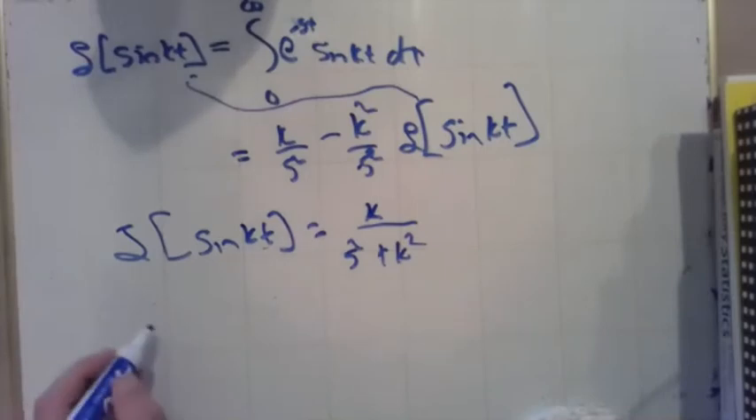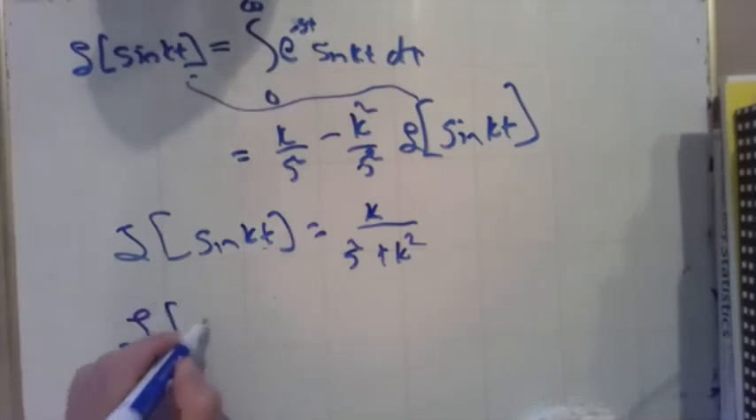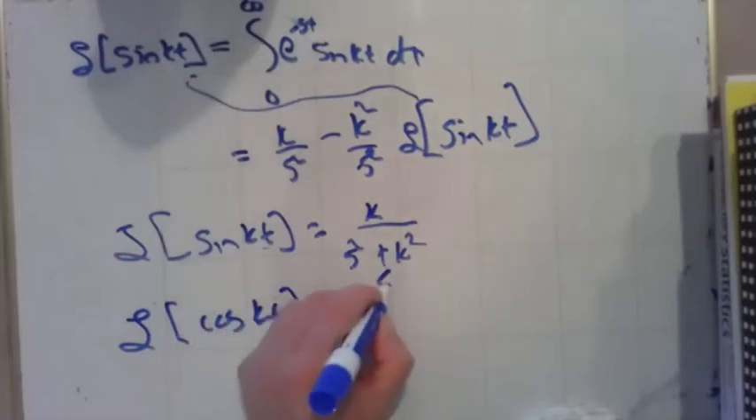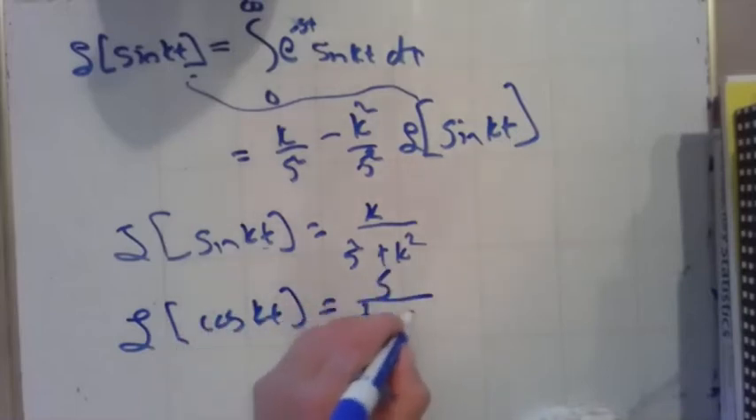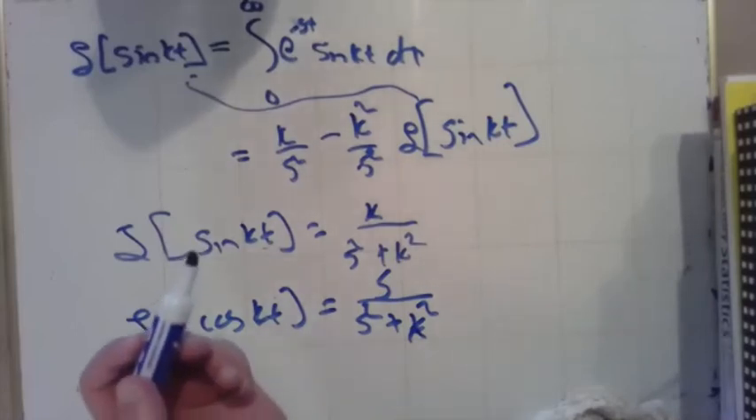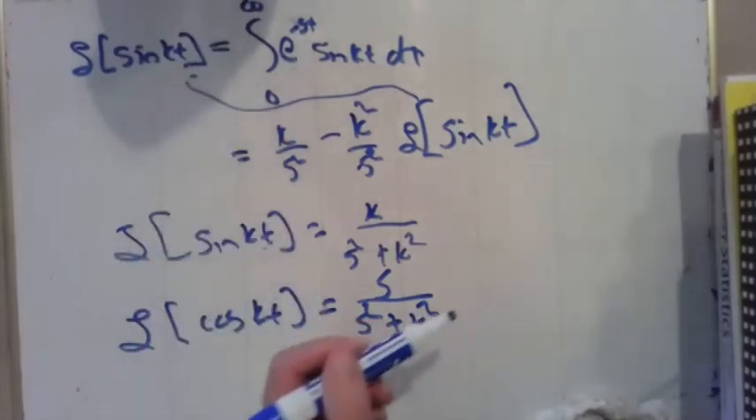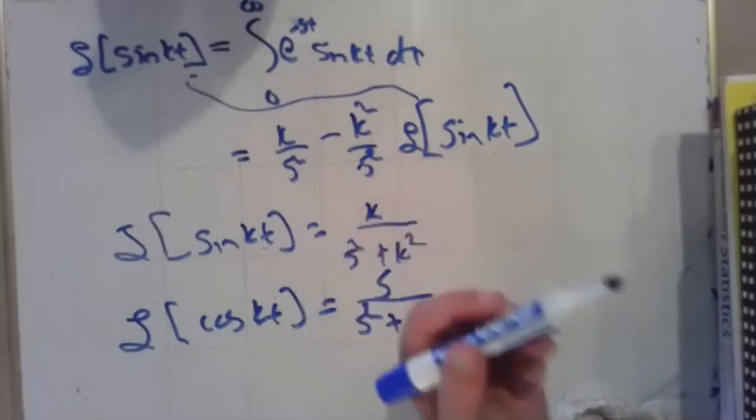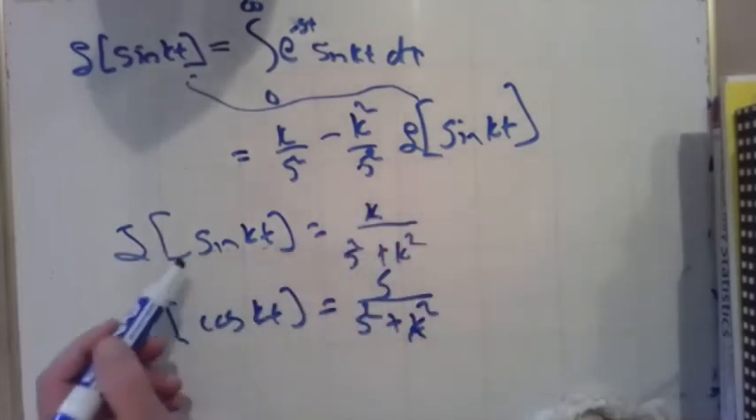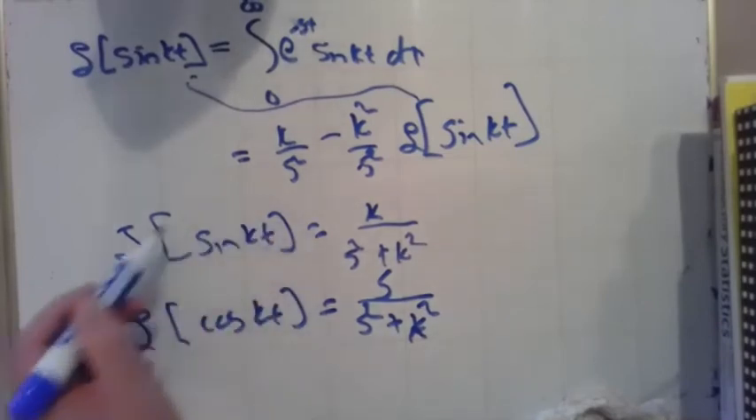And using a similar method, we could show that the Laplace transform of cosine of kt is s over s squared plus k squared. Now, most of the time when we're using Laplace transforms, like we're proving a bunch of formulas right now, most of the time we're going to be going backwards. Most of the time we'll have something that looks like this and we'll be going backwards to match something over here.